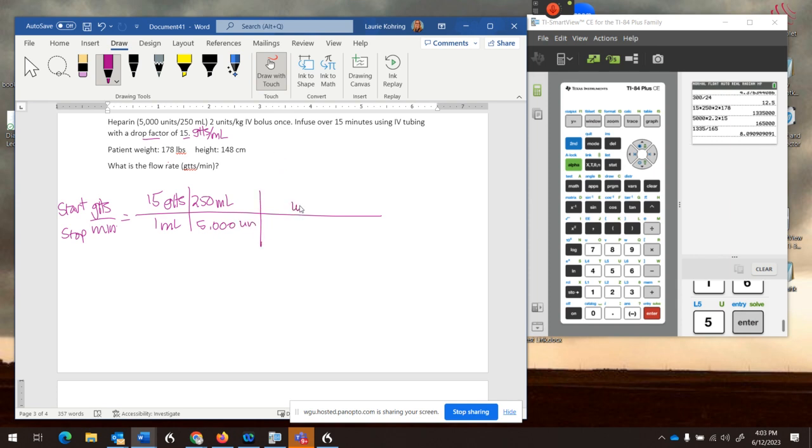And now we need a unit. We cancel out our milliliters. And I know I keep going because, again, I'm trying to get to minutes and I have unit down here. So next is 2 units per kilo. And now we need to cancel kilograms. So I see pounds, but I don't see kilogram anywhere. So I'll add a common conversion to this question. So 1 kilogram is 2.2 pounds.